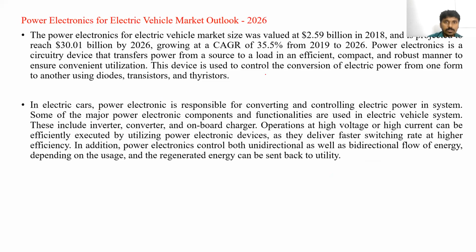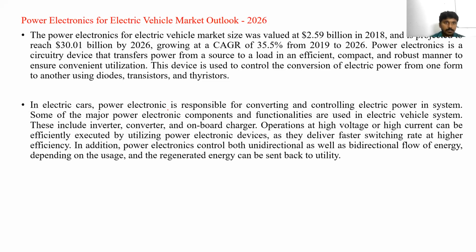The device is used to control the conversion of electrical power from one form to another using diodes, transistors, and thyristors. So already we have discussed that to convert power from one form to another and to control the power, we are using power electronic devices, power semiconductor devices: diode, transistor, thyristor, GTO, triac, and so on, depending upon the voltage, current, and frequency ratings, and the speed and torque required by the motor or load. So based on that, we have to select the devices.